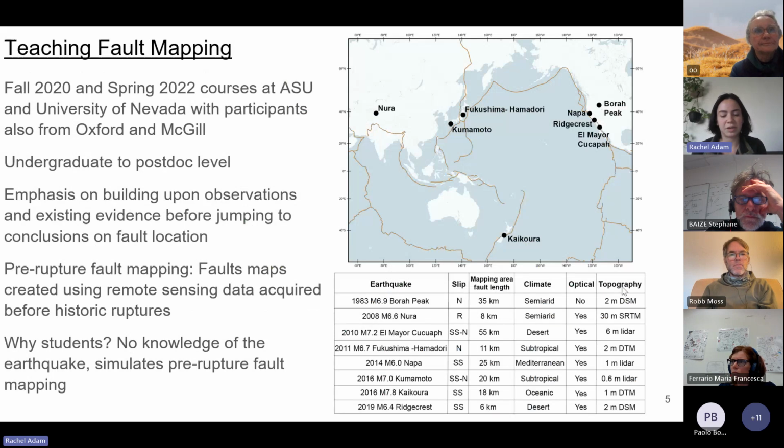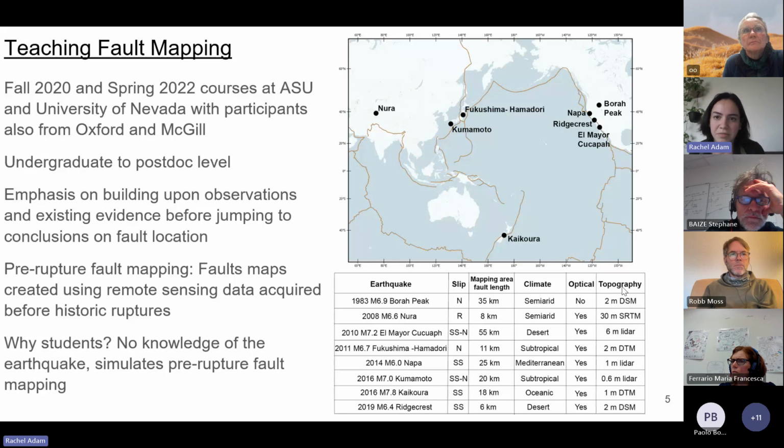And so when we talk about teaching the fault mapping, ASU partnered with University of Nevada to teach 2 iterations of the course, and was with Dr. Rich Kohler from University of Nevada. And we also had students from Oxford and McGill as well. The students ranged all the way from undergraduate to postdoc level. And the idea was to emphasize to all of the students, regardless of their prior experience with fault mapping, to build upon evidence first and observations before jumping to conclusions on the fault location.